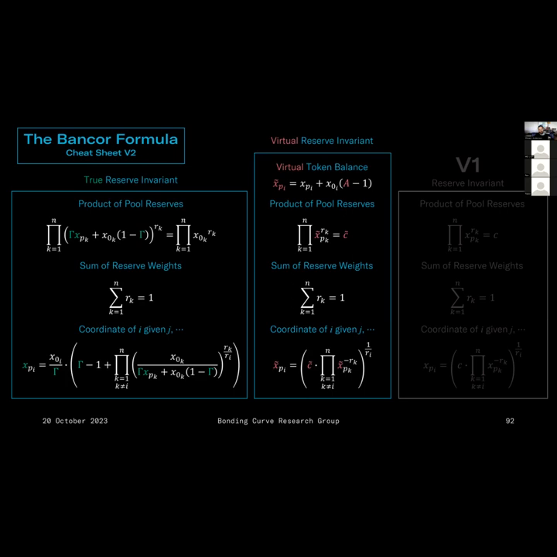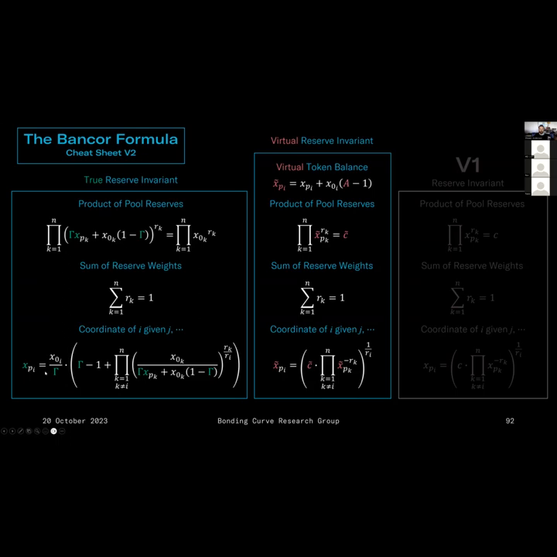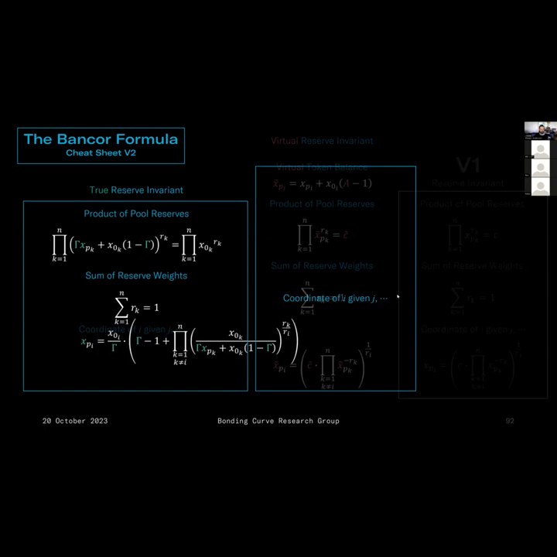Now, this is where things get tricky, because that coordinate of I given J function has a gamma term in a denominator, and I've already shown you that we are more than capable of using gamma equal to zero, which means that for a lot of these expressions, you're going to have to get very familiar with taking the limit. And some of those limits are very nontrivial. So in this particular case, it's not too bad.